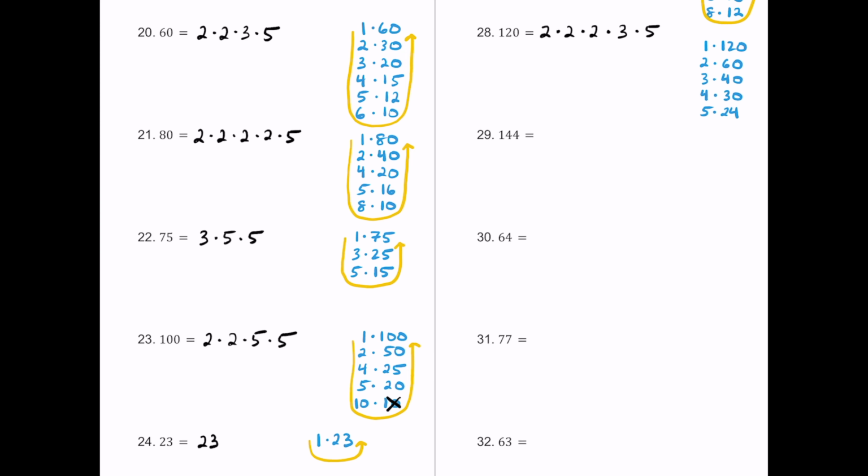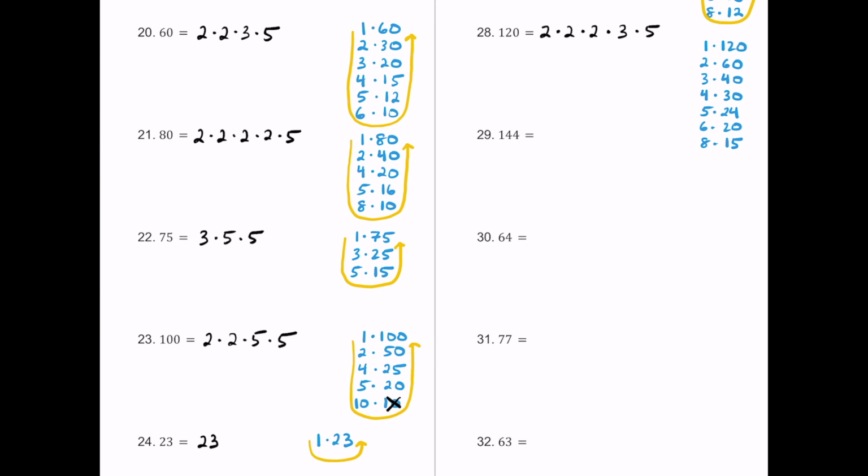Is there a 6? Yes. 2 and 3 make 6. So 2 and 5 make 10 times 2 is 20. So 6 times 20 also equals 120. Let's see, 7 is prime, it's not on the list. Is there an 8? Yes, because 2 and 2 and 2 make 8. 3 times 5 is 15, so 8 times 15 is also 120.